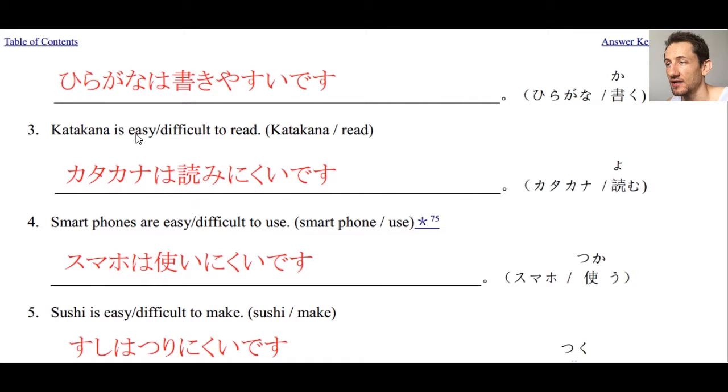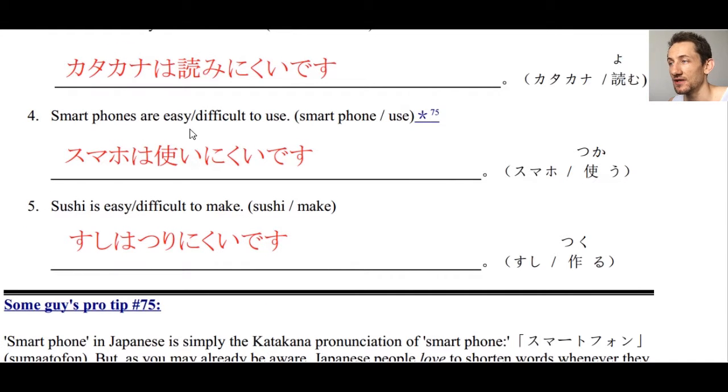Number 3, katakana is easy or difficult to read. So personally, I think katakana is difficult to read. So I said katakana wa yominikui desu. But if you think katakana is easy to read, you can say katakana wa yomiyasui desu. Number 4, smartphones are easy or difficult to use. So we have sumaho wa tsukainikui desu. We could also say sumaho wa tsukaiyasui desu, if you think smartphones are easy to use.